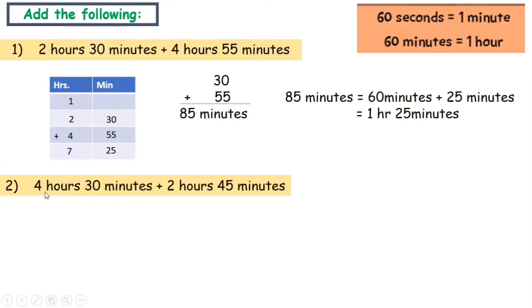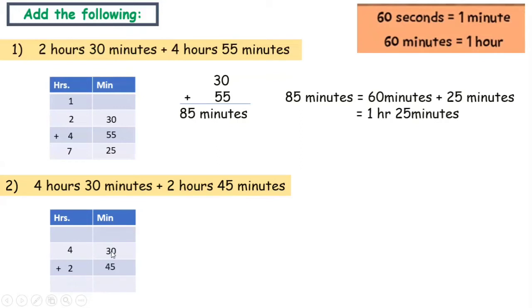Now we'll move to the second one. Here they have given us 4 hours 30 minutes plus 2 hours 45 minutes. So what is the first thing we do? We draw the table, one with the hours column and the second one with the minute column. Now we have been given 4 hours. So we write 4 in the hours column. 30 minutes. So 30 in the minute column. Plus 2 hours in the hours column and 45 minutes, 45 in the minute column.